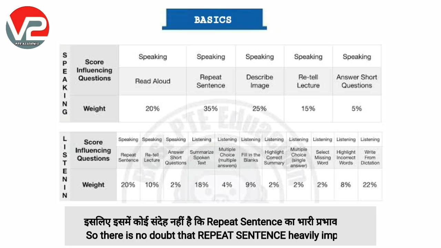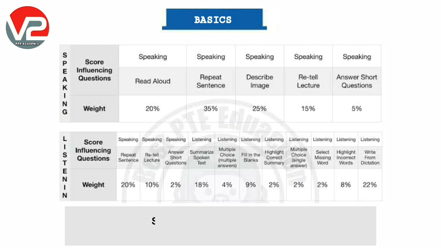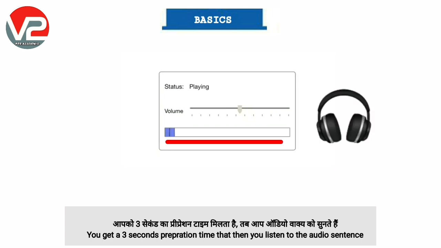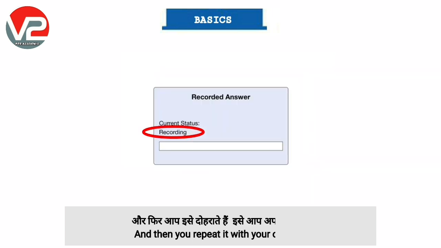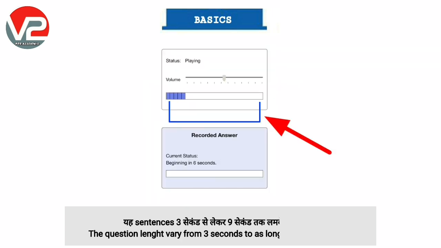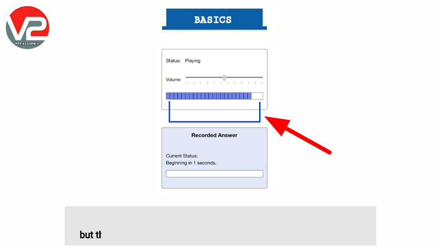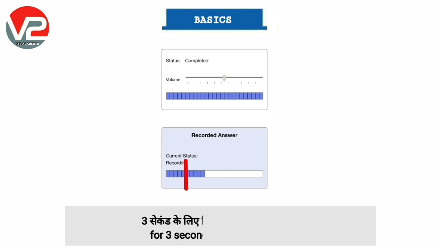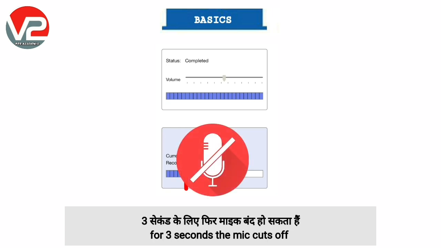There is no doubt that repeat sentence heavily impacts your speaking and listening scores. You get 3 seconds of preparation time, then you listen to the audio sentence and repeat it in your own voice. The question length varies from 3 seconds to as long as 9 seconds. But there is a 3-second mic rule: if you don't say anything for 3 seconds, the mic cuts off.